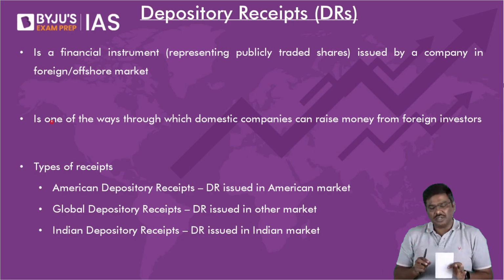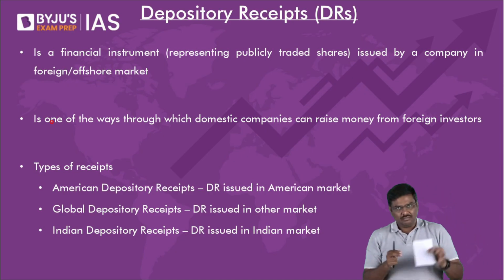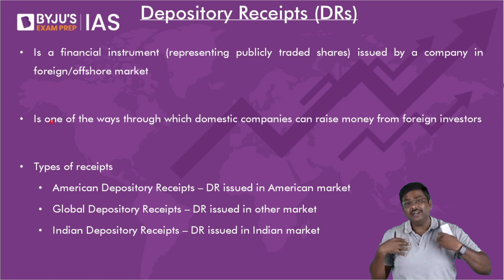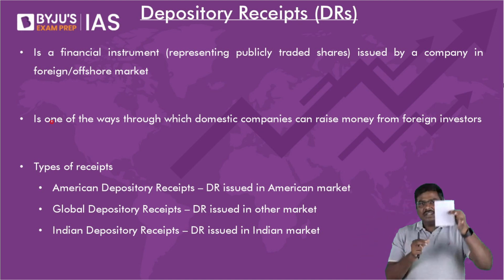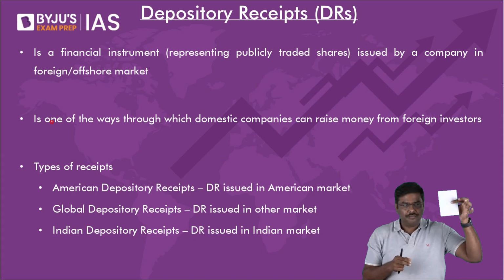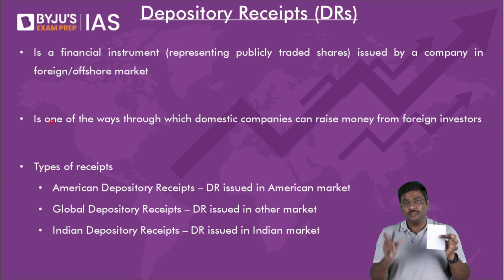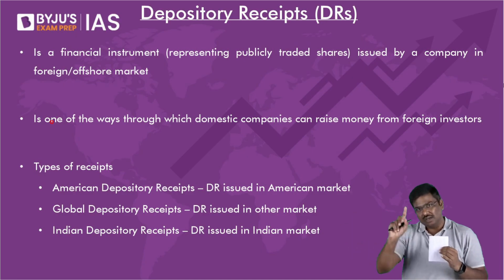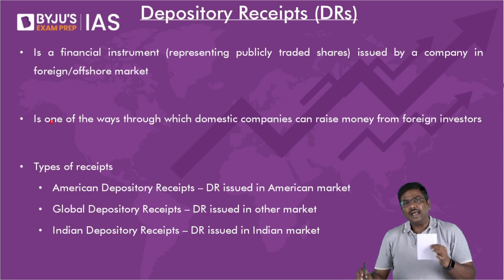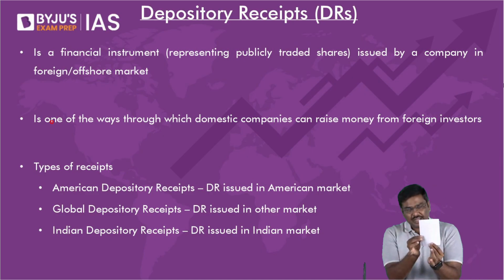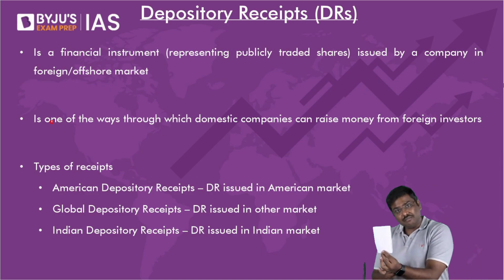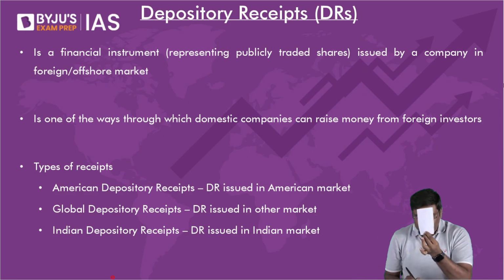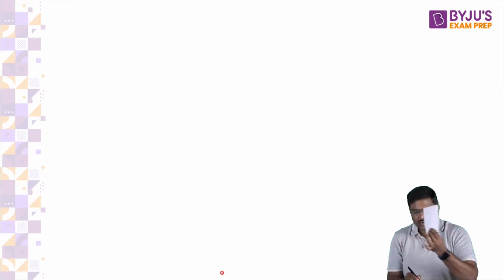What happens in a depository receipt? Let's say I'm sitting in the USA and you are in India. I will take the shares of Tesla company and approach a bank or financial institution. These are called custodian banks. I will take the shares of Tesla company, approach a custodian bank in the USA, and deposit these Tesla shares with the custodian bank.